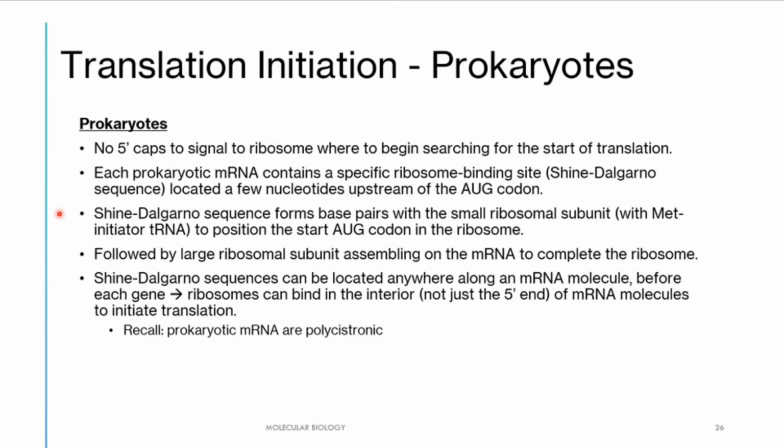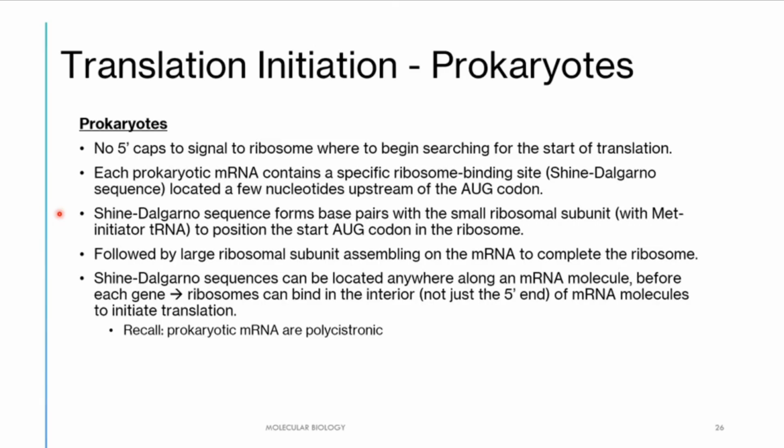The Shine-Dalgarno sequence is going to form base pairs with the small ribosomal subunit, because the subunit also contains some RNAs, right? With the Shine-Dalgarno sequence, as well as the Met initiation tRNA, it's going to position the small ribosomal subunit at the AUG start codon. And once the small subunit sits at the correct place, the large subunit is going to come in and assemble onto the small subunit, and that will complete the entire ribosome.